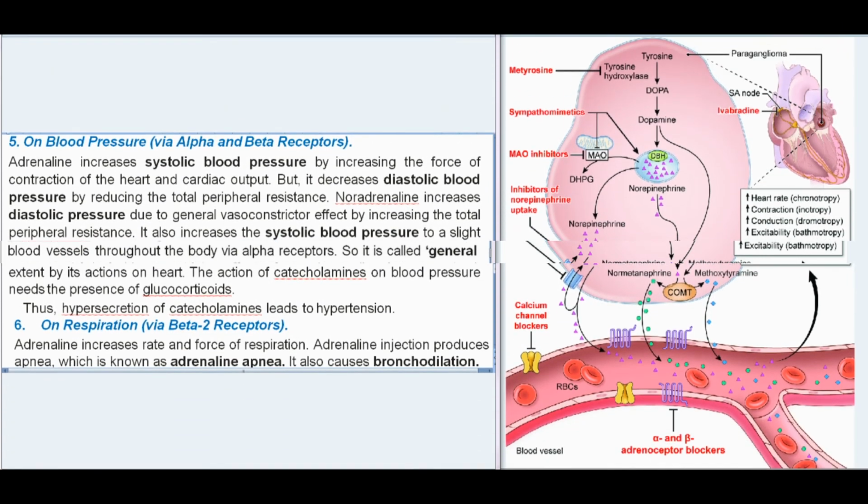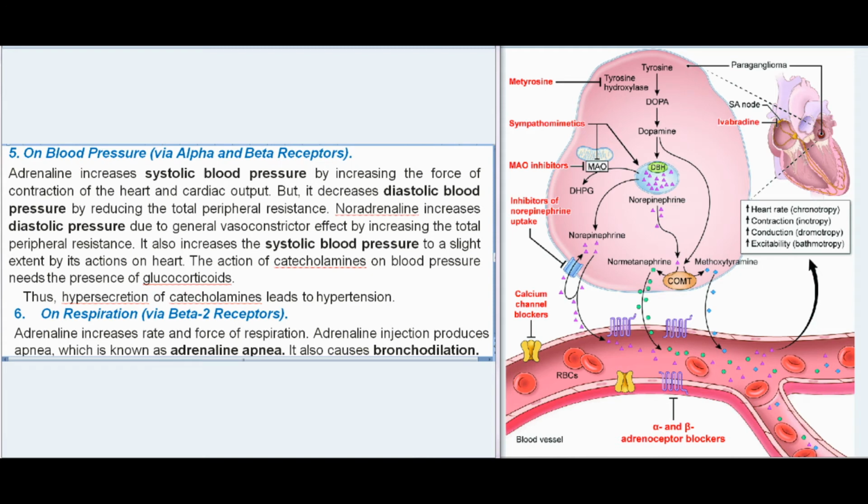On blood pressure, via alpha and beta receptors. Adrenaline increases systolic blood pressure by increasing the force of contraction of the heart and cardiac output. But, it decreases diastolic blood pressure by reducing the total peripheral resistance. Noradrenaline increases diastolic pressure due to general vasoconstrictor effect by increasing the total peripheral resistance.